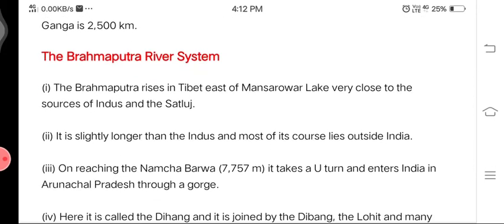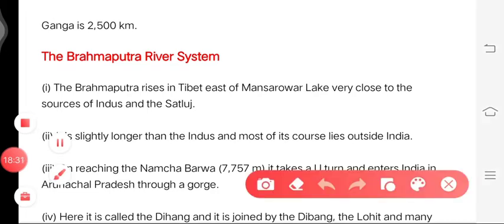So now we talk about the Brahmaputra river system. The Brahmaputra rises in Tibet, east of Mansarovar lake, very close to the source of the Indus and the Satluj.